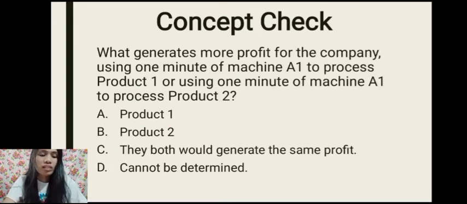Next, what generates more profit for the company? Using 1 minute of machine A1 to process product 1, or using 1 minute of machine A1 to process product 2? So the answer is using 1 minute of machine A1 to process product 2.